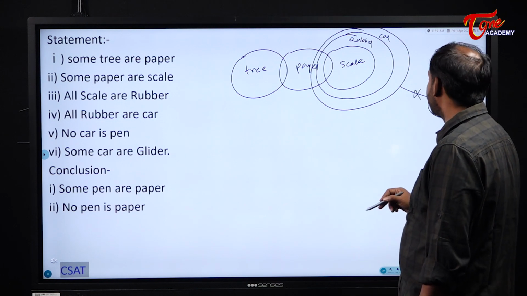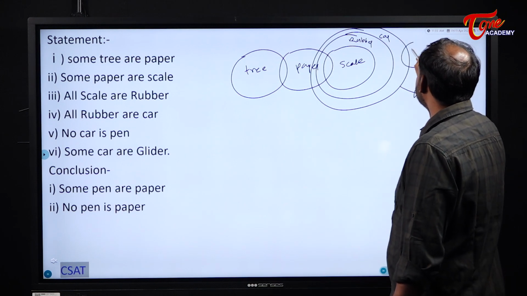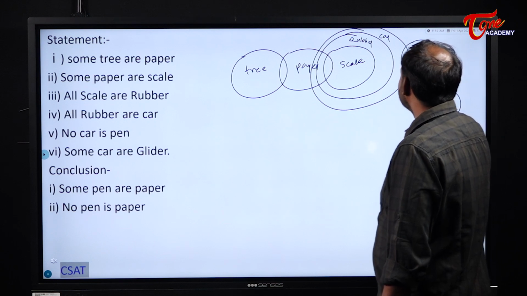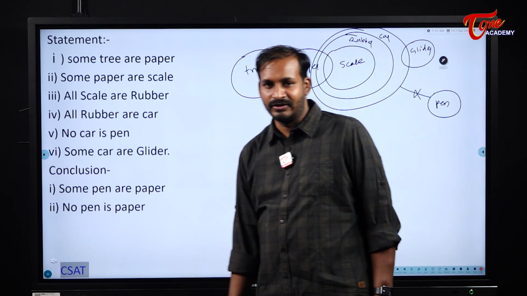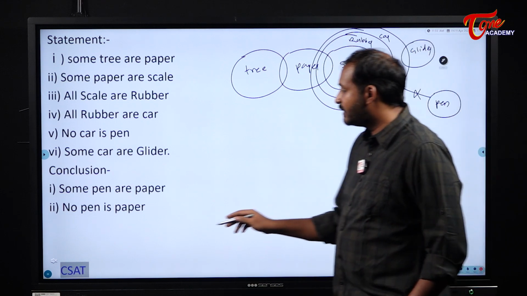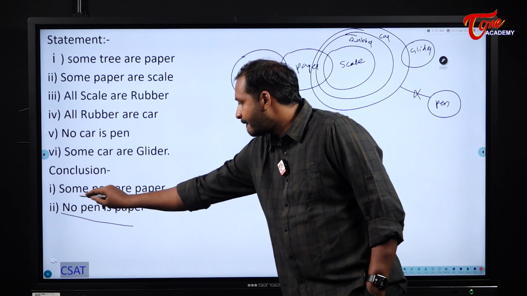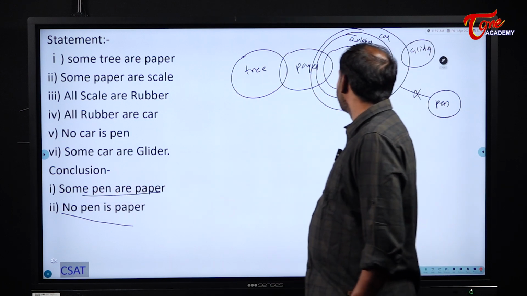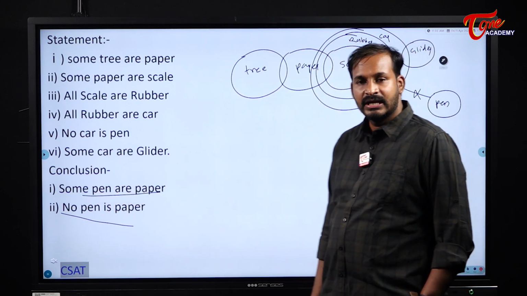And some car are glider. One more we have here, glider. There also we have one more thing, students. No need to worry, it is not required. Now see here the conclusions. Some pen or paper, no pen is paper. This is the conclusions we have.